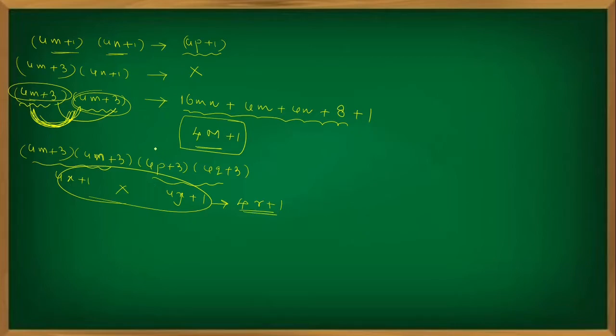Then the product of these two will again be something like 4r plus 1. Right? What is the meaning of this? Whenever you take the product of two divisors of the form 4m plus 3, the result will be of the form 4r plus 1. If you take four divisors, then also the result will be of the form 4r plus 1. It means that the 4m plus 3 form should occur in an even number. If you take an even number of divisors of the form 4m plus 3, then it will be okay, meaning the resulting divisor will be of the form 4r plus 1.